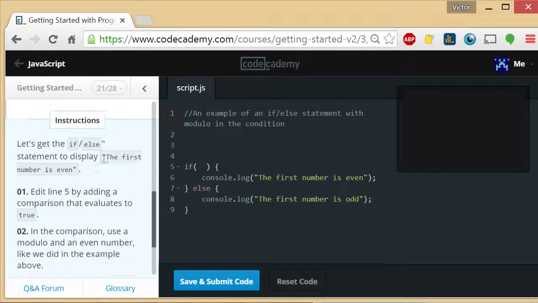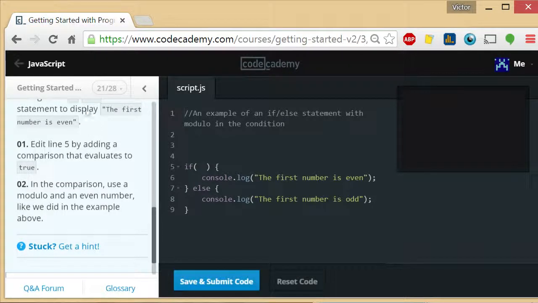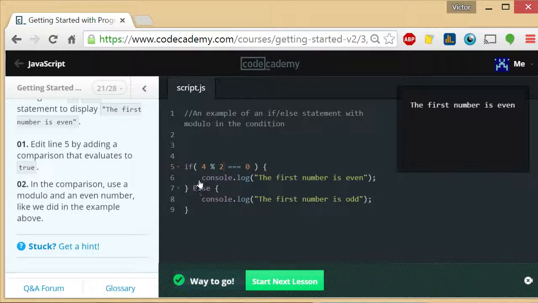And in this exercise, they're asking us to edit line 5 by adding a comparison that evaluates to true. So line 5 is this. Let's say 4 mod 2 equals 0. That comparison evaluates to true. And then, there we go. See if it likes that. Yep, it liked that output.